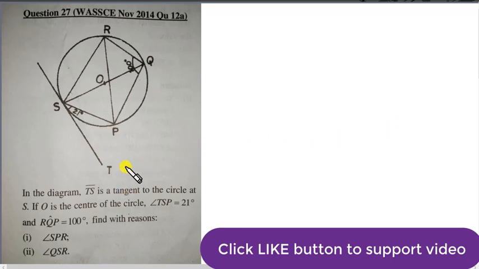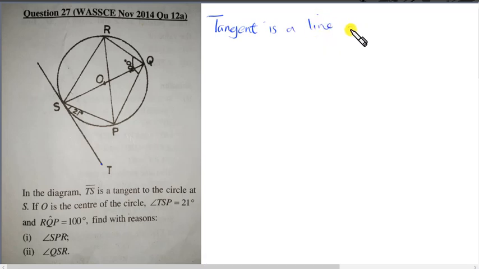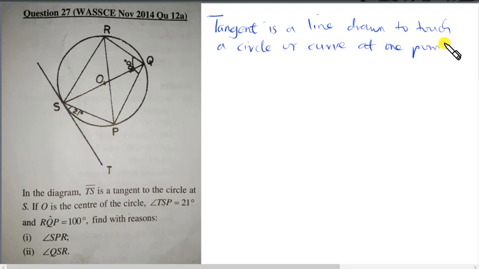Alright, so when we look at the diagram, the line TS, from T to S, is a tangent to the circle. Now, a tangent is a line that is drawn to touch a circle, or even a curve, at one point. So a tangent is drawn to touch a circle at a single point.